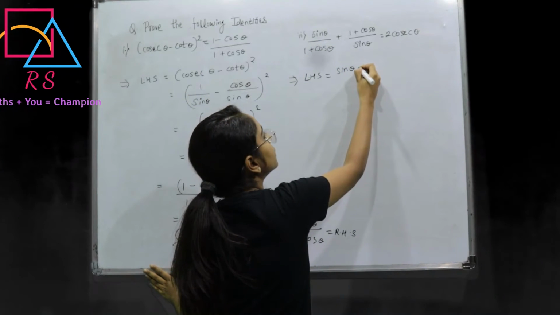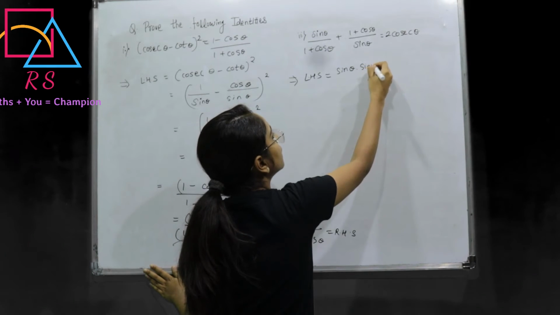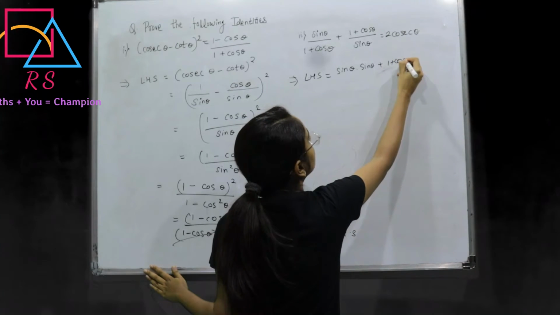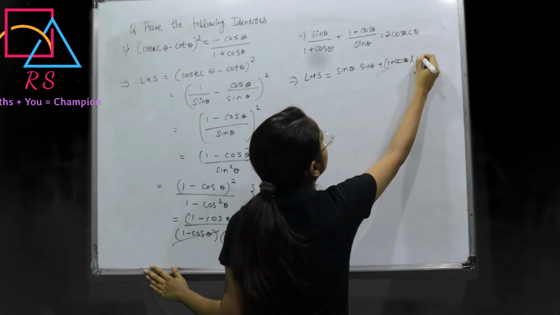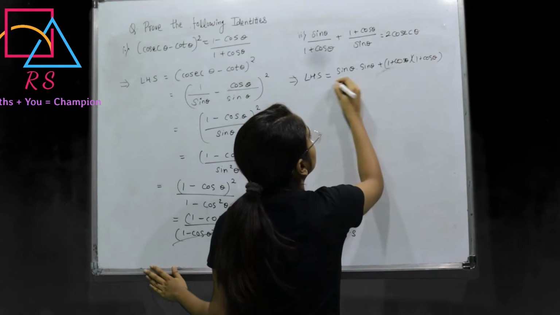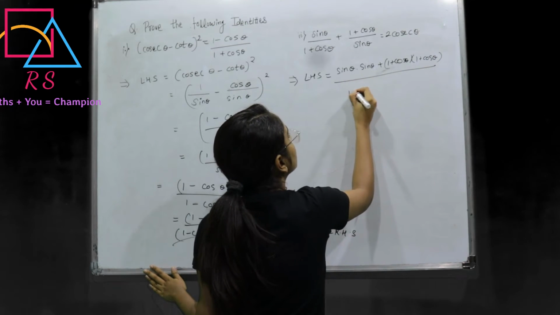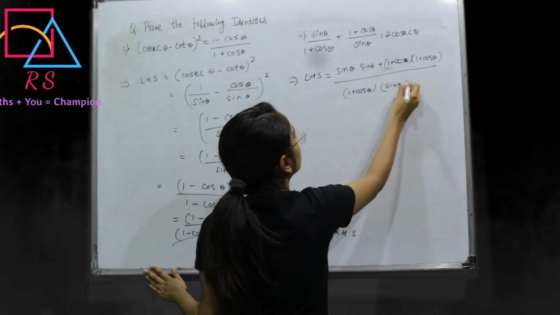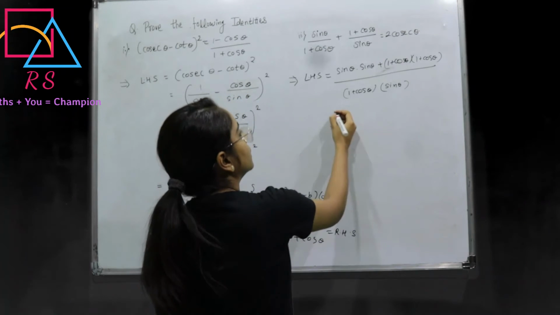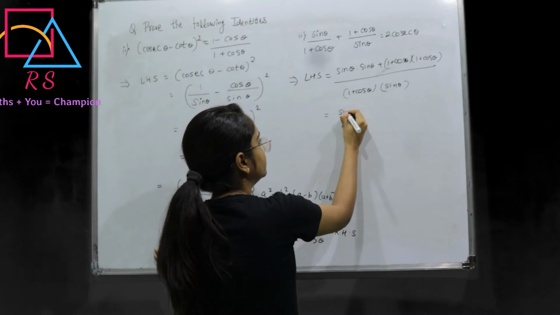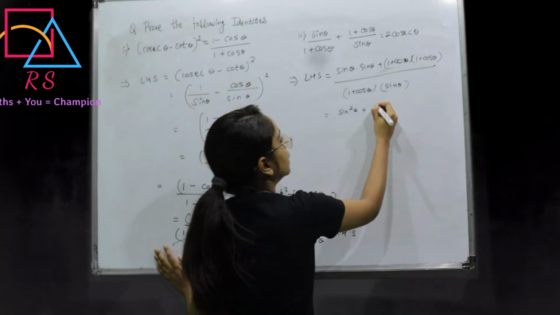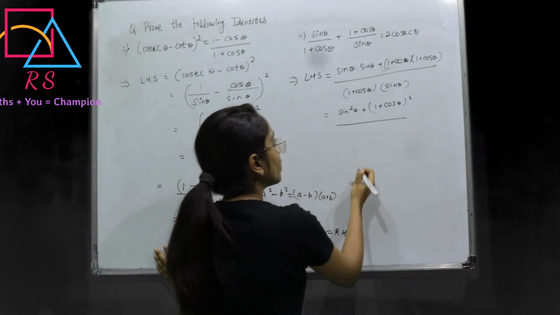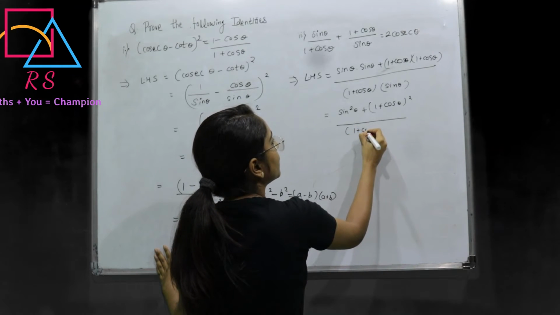Sin theta into sin theta plus 1 plus cos theta into 1 plus cos theta upon 1 plus cos theta into sin theta. Here we'll get sin square theta plus (1 plus cos theta) whole square. Denominator will remain same.